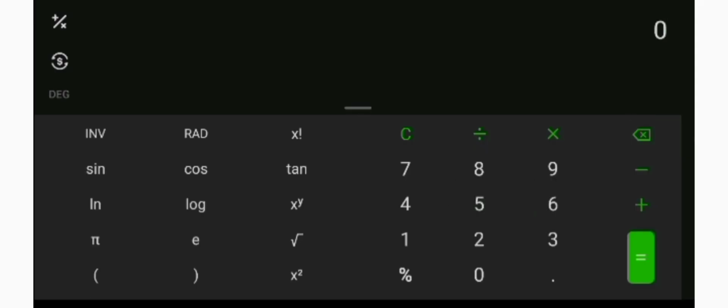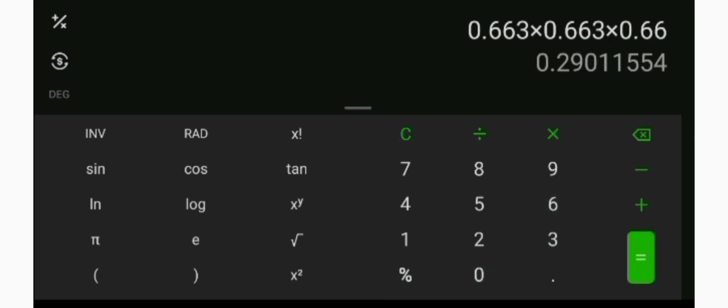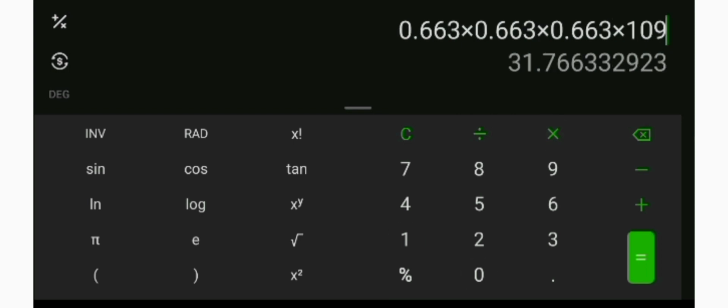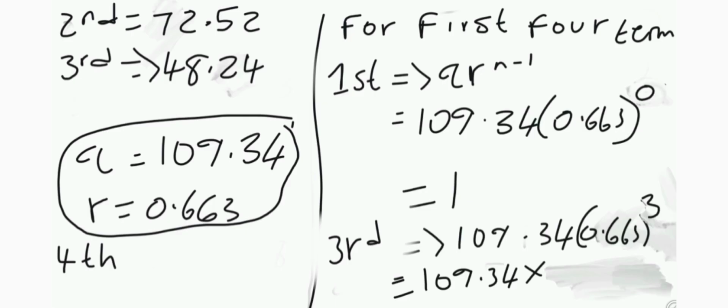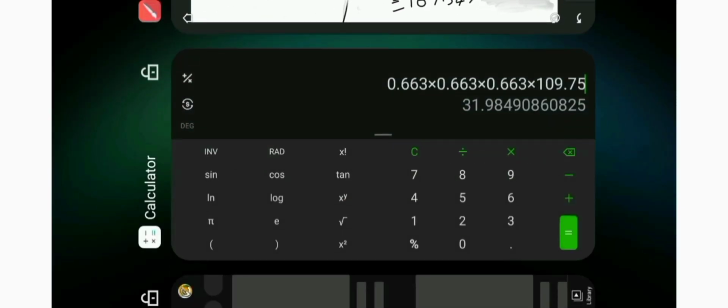Okay, I will show you a live view of my calculator again. 0.663 times 0.663 times 0.663, 3 times. Now anything you have, you multiply it again by 109.345. Okay, 109.75. Now we're having 31.98. At least you have gotten the way to solve this. So you should also endeavor to solve it right. You're no more new to this anymore.